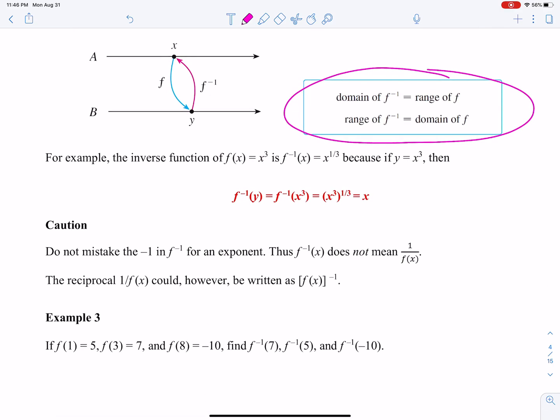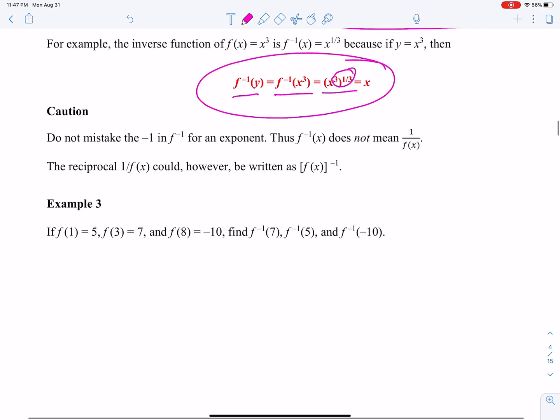For example, the inverse function of f of x equals x cubed is f inverse of x equals x to the 1/3, right? Because if y equals x cubed, then f inverse of y equals f inverse of x cubed. So if we plug it in, right? Plugging the x cubed into the inverse function, x to the 1/3, by our exponent rules we get a 1 exponent, which equals x. And this is the way that you know you have an inverse, that two functions are inverse.